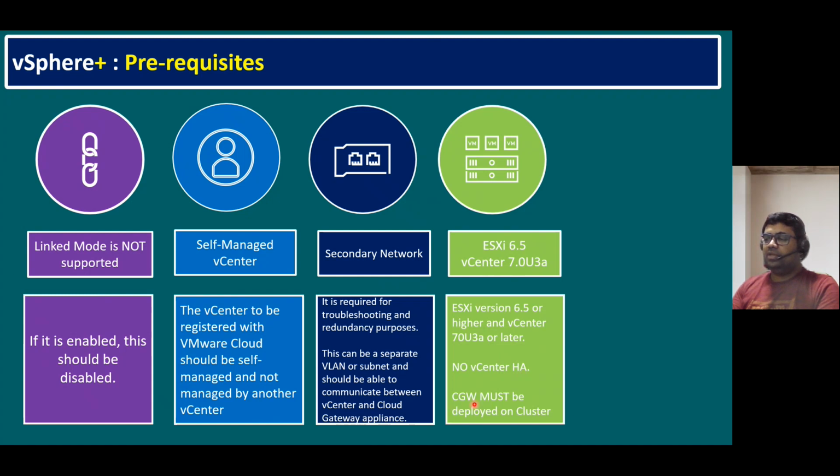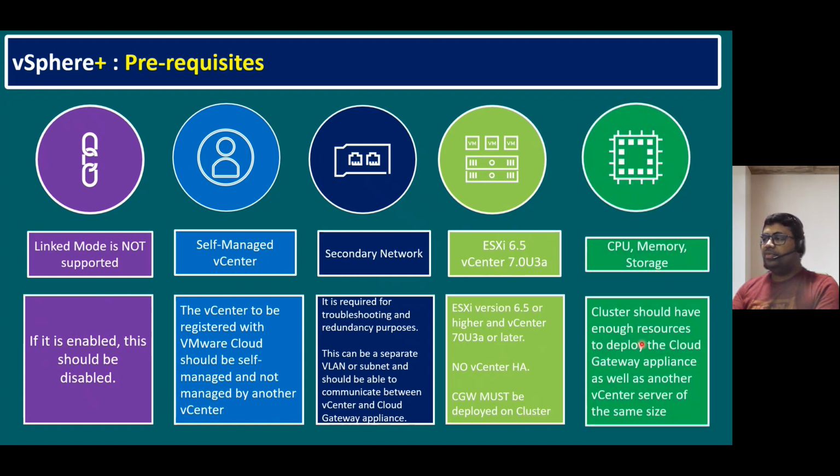And CGW, that means Cloud Gateway Appliance. Cloud Gateway Appliance must be deployed on a cluster. That means within our vCenter cluster only we can deploy. And the CPU, memory, and storage of the cluster should have enough resources to deploy the Cloud Gateway Appliance as well as another vCenter server of the same size. That is a recommendation. Okay, so once we meet all these requirements, we are good to configure vSphere Plus.